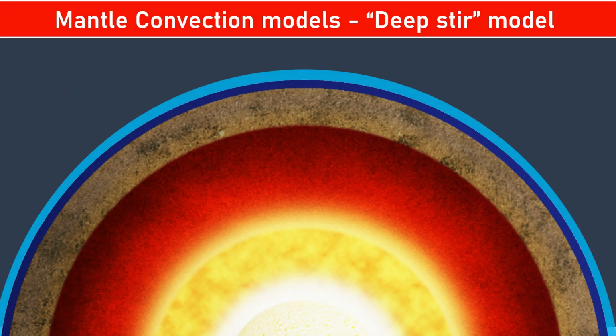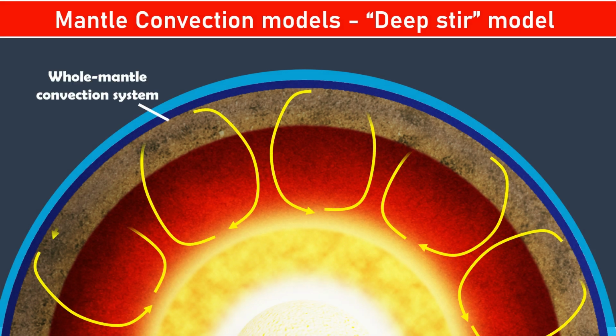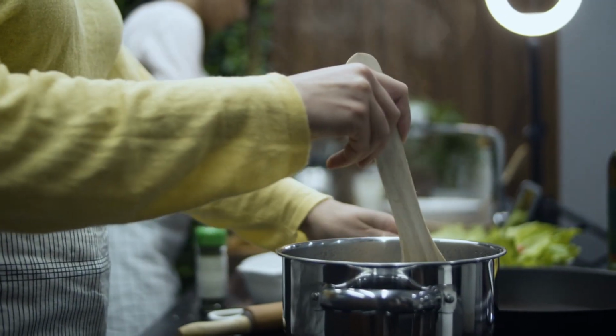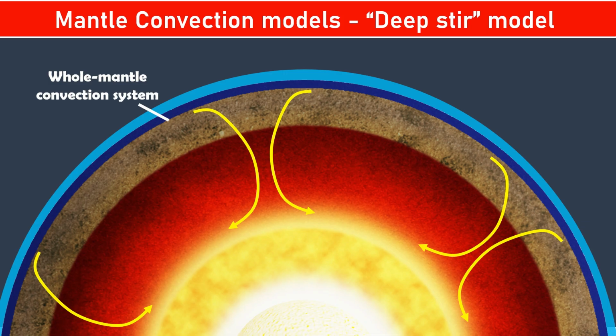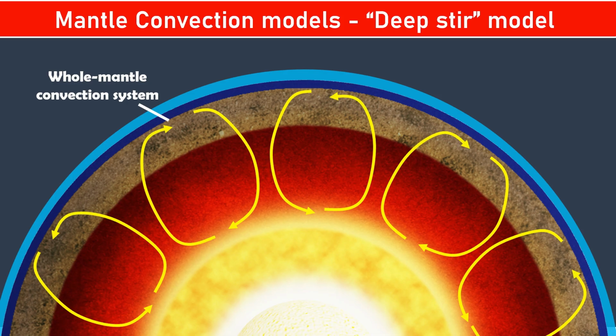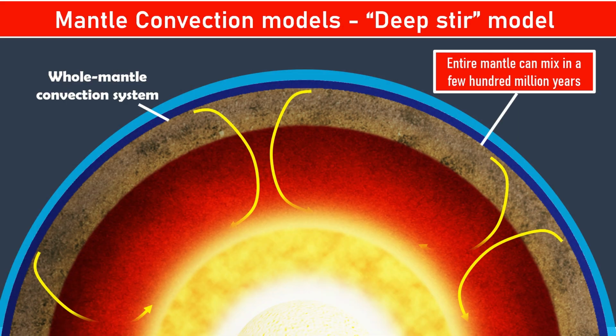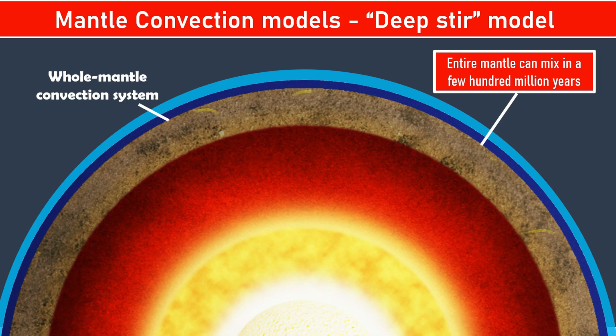The deep stir model believes in some kind of whole-mantle convection system, in which the entire mantle mixes as one huge system. Cold slabs sink all the way to the core-mantle boundary. Then they melt and rise again, and it continues. Scientists predict that the convection process can mix the entire mantle in a few hundred million years.